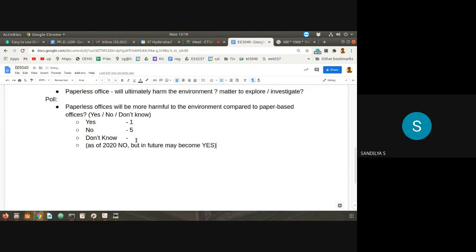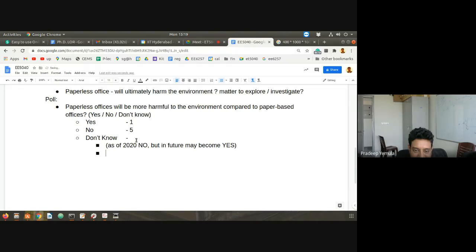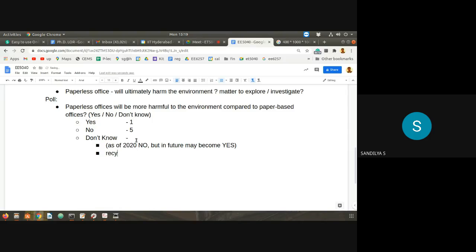The recycling of e-waste would be hard compared to paper recycling. A few years down the line, it will be hard to recycle all of the e-waste which we are accumulating because of this.